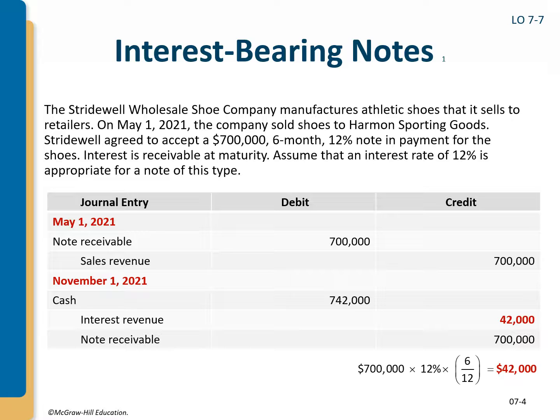So on May 1st, when the sale occurs, the company, Stridewell, will debit notes receivable and credit sales revenue for the $700,000. Keeping in mind, notes receivable is an asset.